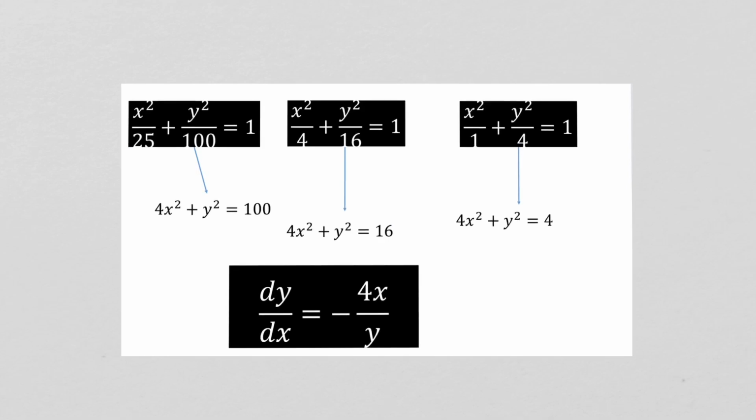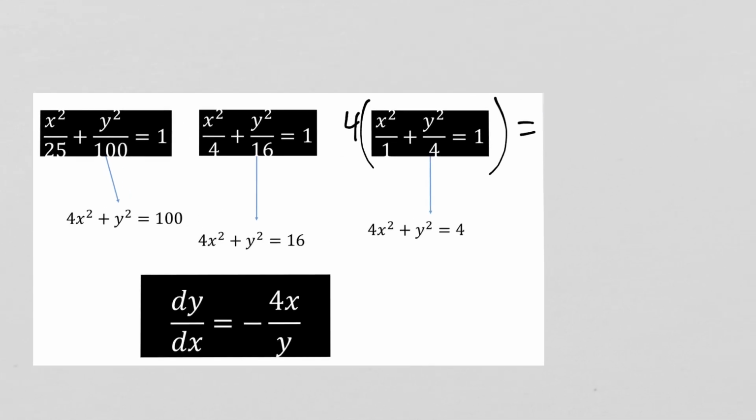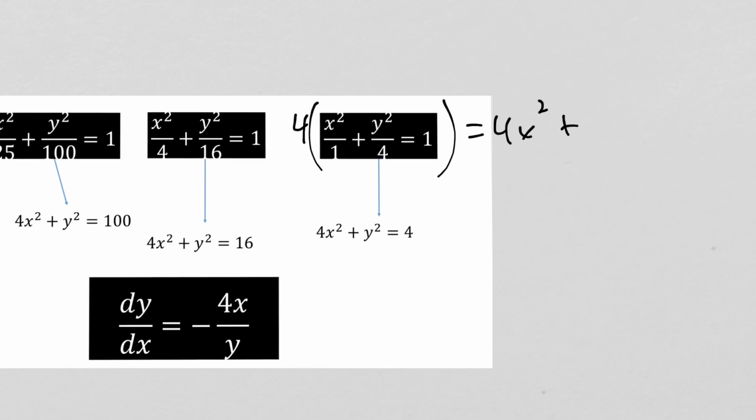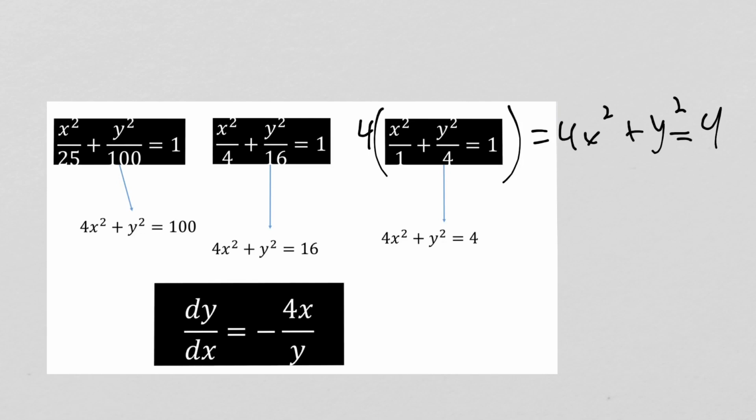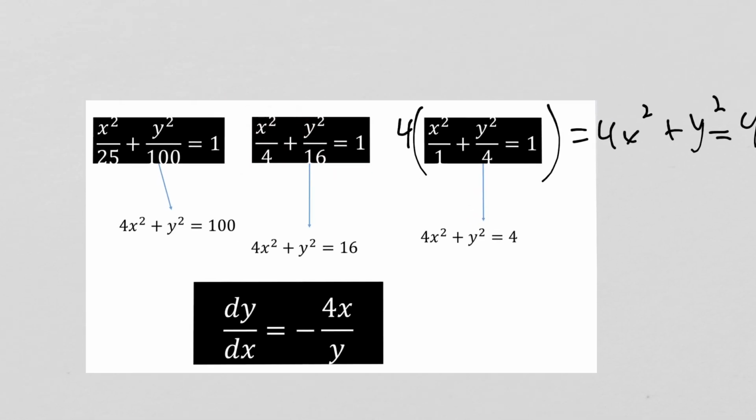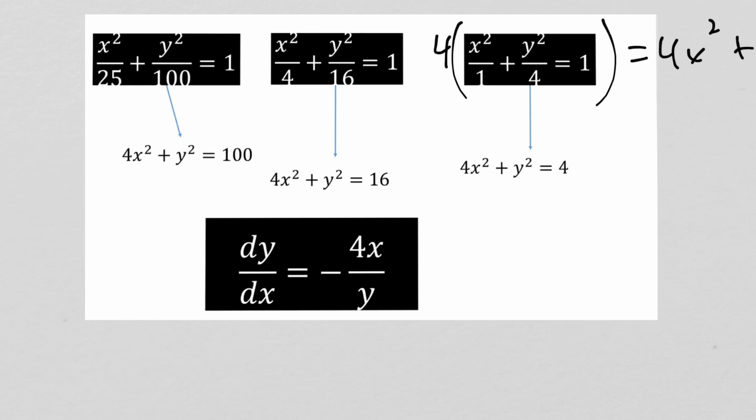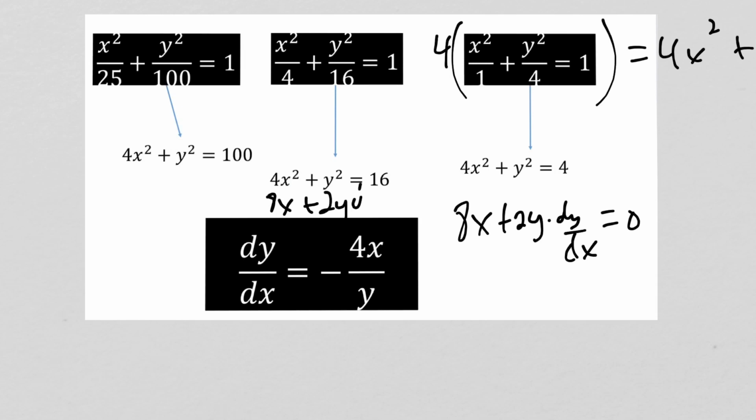If we multiply the whole thing by 4, that's going to give us 4x squared plus, what's 4y squared over 4? That's just y squared, and then it's going to be equal to 4. Okay? If we multiply this by 16, then we'll get 4x squared plus y squared equals 16. And then if we multiply this one by 100. And then if I take any of these and I differentiate, I'm going to get 8x plus 2y times dy/dx equals 0. Okay, here I'm going to get 8x plus 2y dy/dx. Sorry that that's black on black, but that's equal to 0.